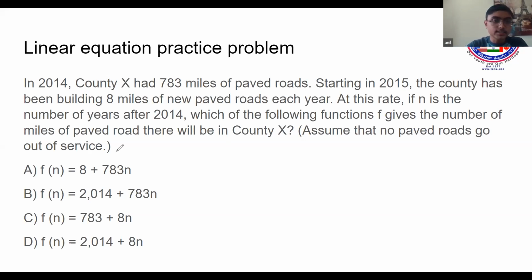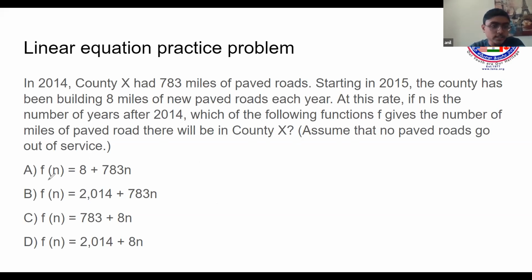All right, so I'll just show you how I go through this. For these problems, it's best to go one by one and look at what the variables are. You're given that there are 783 miles of paved roads in 2014, which is your starting number. In 2015, the county starts building 8 miles of paved roads each year. So if n is the number of years after 2014, this means it's going to increase at a linear rate.